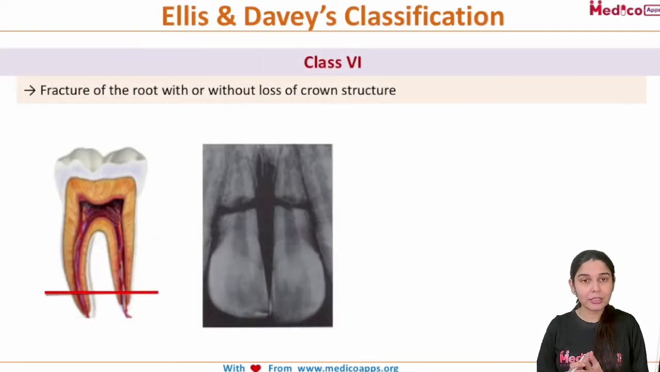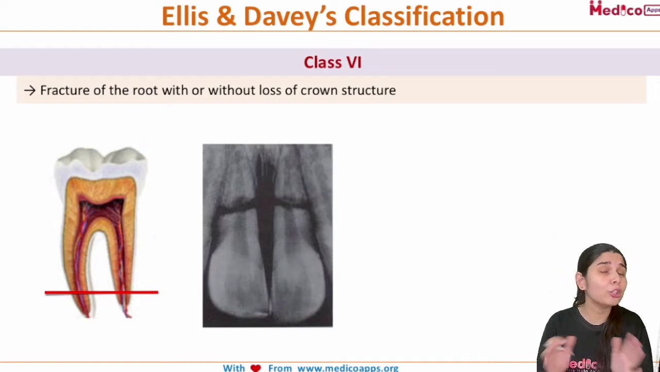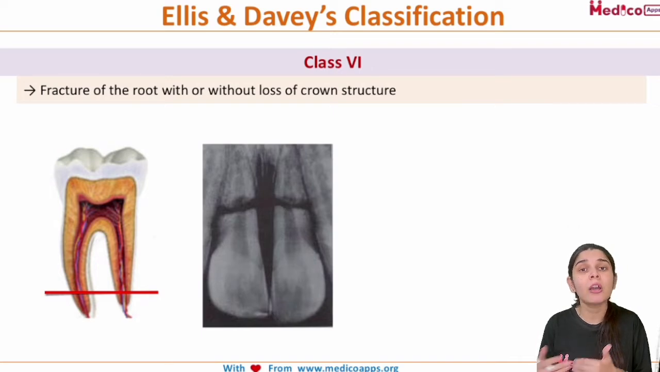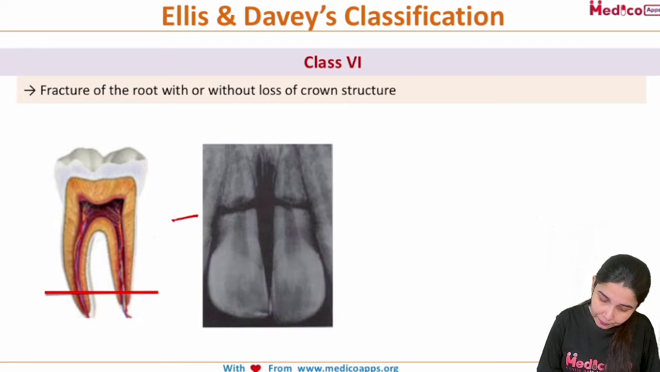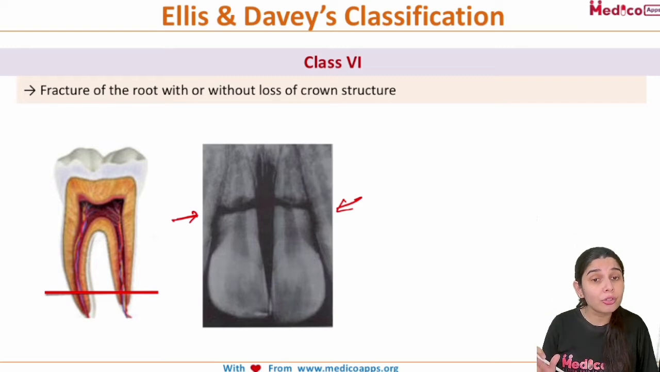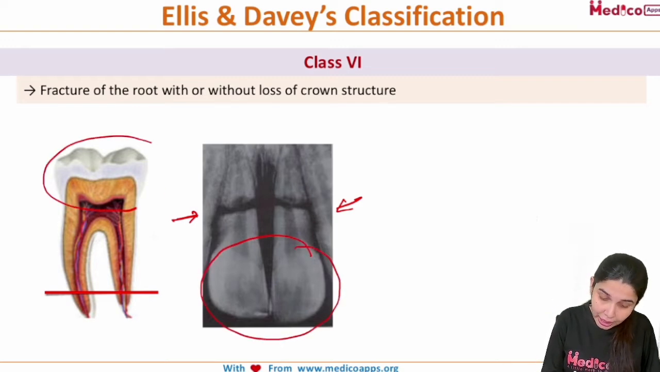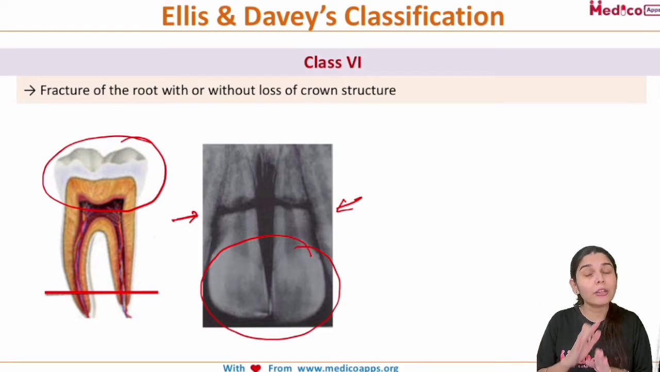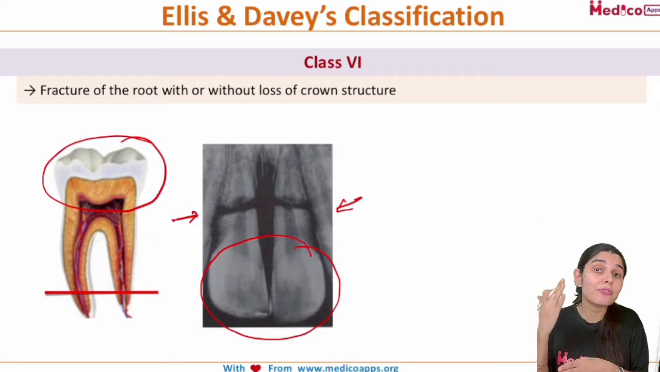What is class 6? Now, class 6 is also very simple. When there is fracture of only roots, and that usually happens in case of trauma or any accident. As you can see in this image, this is an IOPA where there is fracture of the root, and here there is no loss of crown structure. The crown structure is still intact. Only the root is damaged. So the root is fractured.